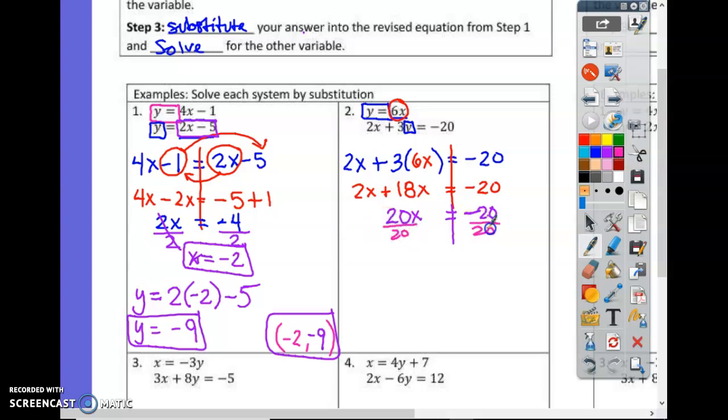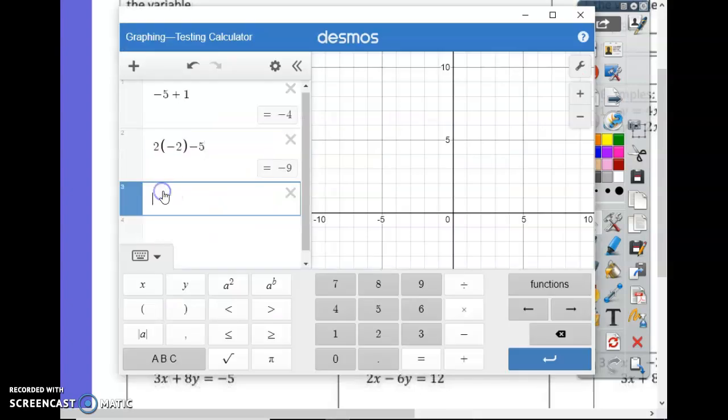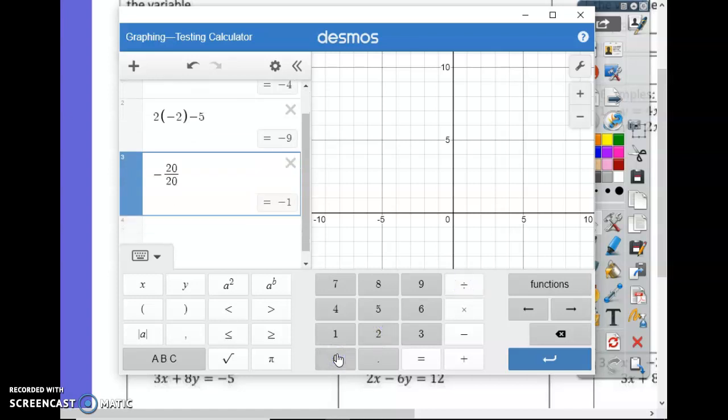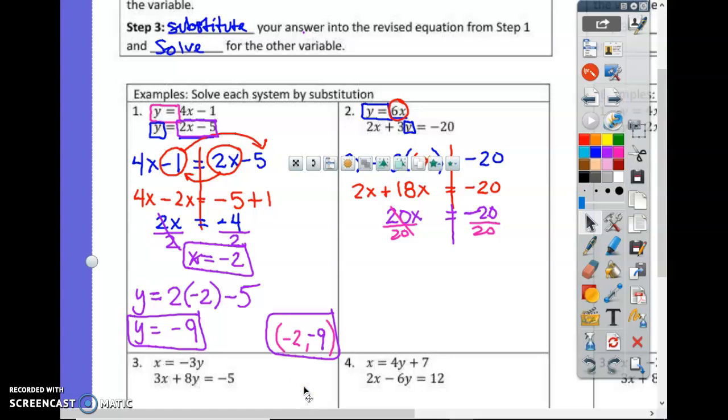Divide by 20. What's my x? So we put this in Desmos. -20 divided by 20. And it gives you -1. So my x is -1. X equals -1. So right here, -1 goes in the front because it's x.